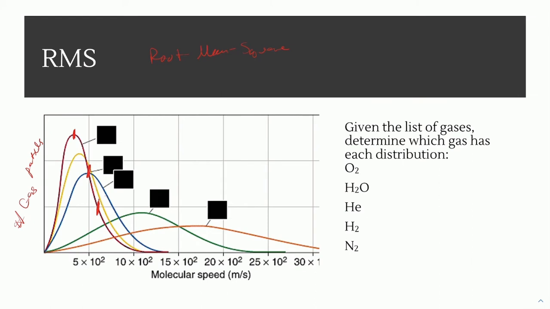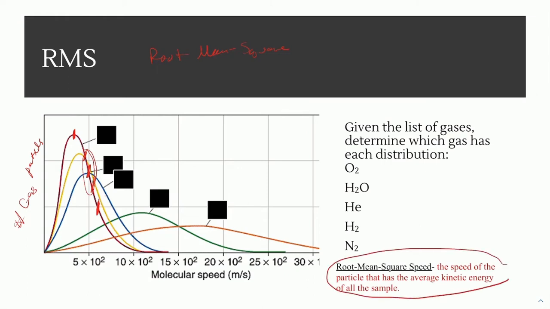So root mean square speed is kind of another one of these variables. Quite frankly, you don't really need to know where it is. It's probably going to be somewhere within this range here, okay? But all you need to know for the test is that it indicates the speed of the particle that has the average kinetic energy of the whole gas sample, okay?